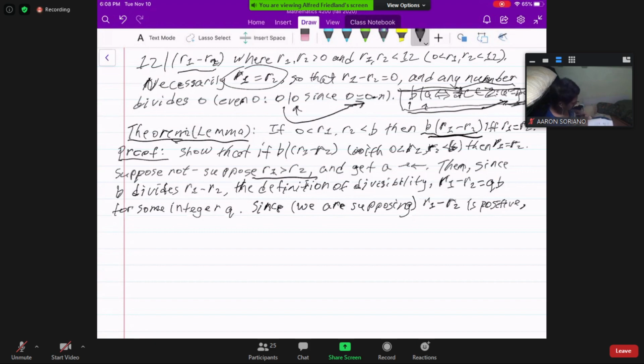So since R sub 1 minus R sub 2 equals Q times B, and R sub 1 minus R sub 2 is positive, QB is positive. Since they're equal.